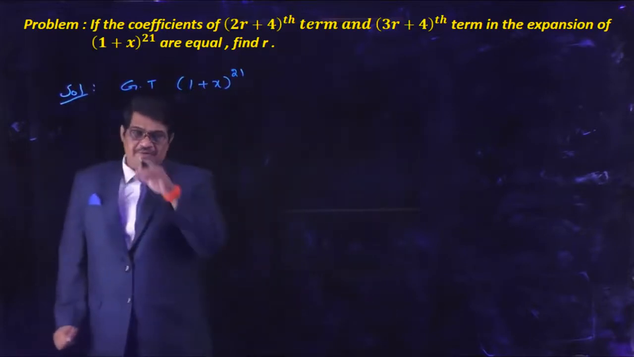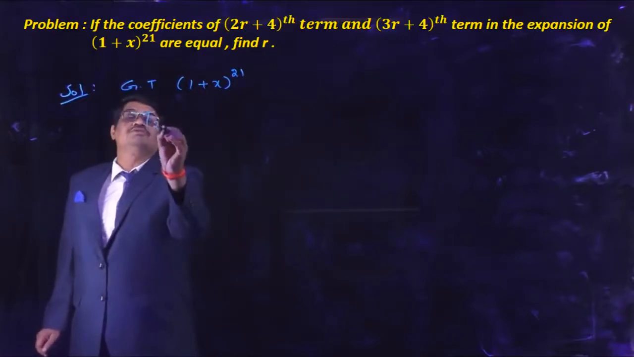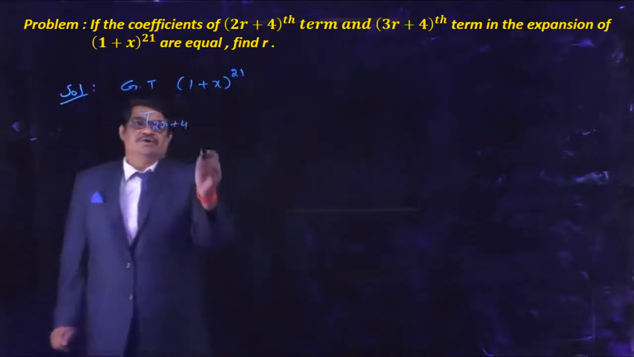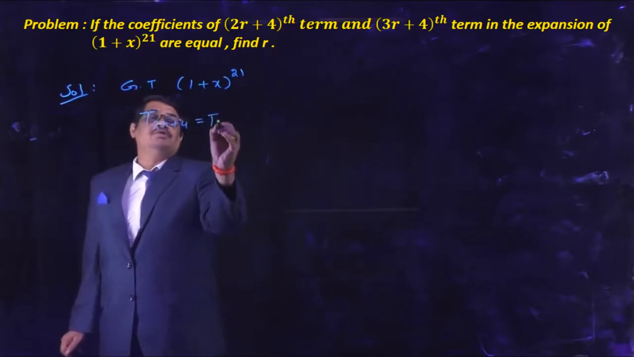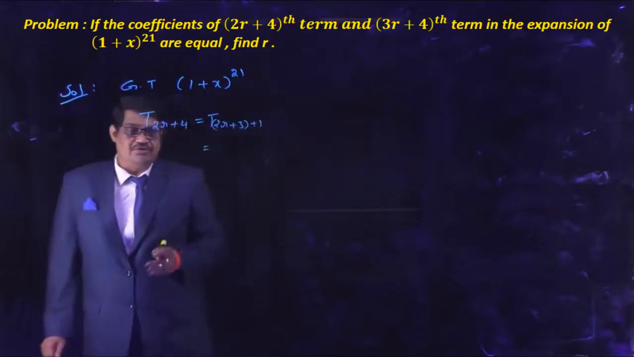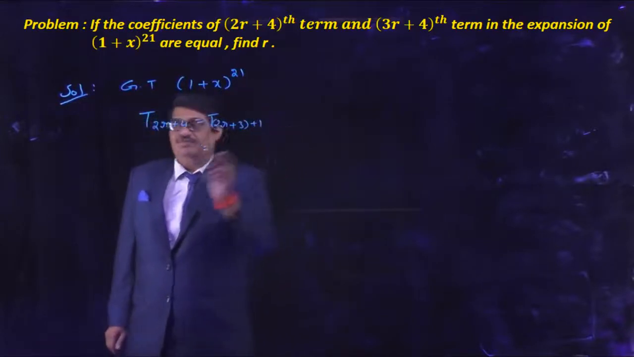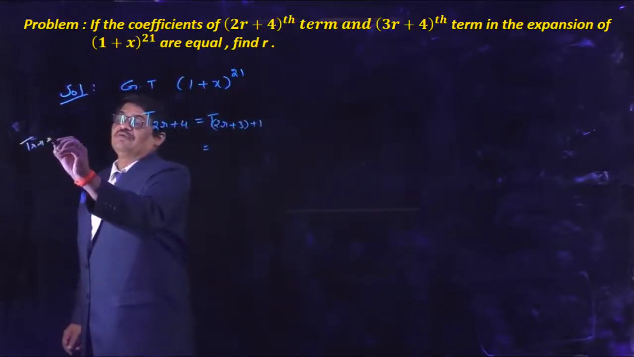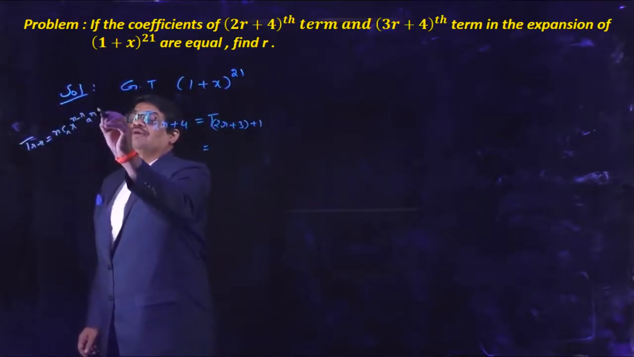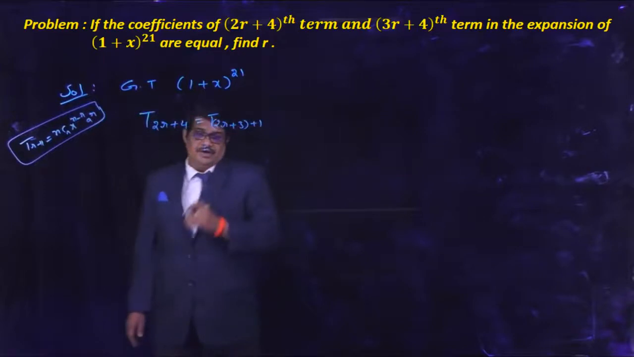Okay. Now we are writing the term T of 2r plus 4th term. That is T of 2r plus 3 plus 1. This is in the form of T r plus 1, that is the general term. Now what is the general term formula? What is T r plus 1? It is nCr x to the power of n minus r a to the power of r. This is the general term in the binomial expansion.